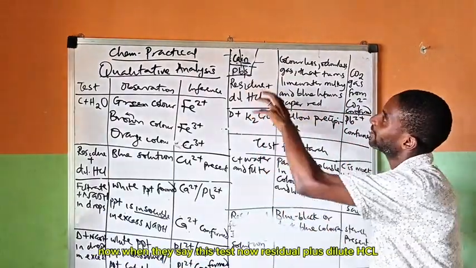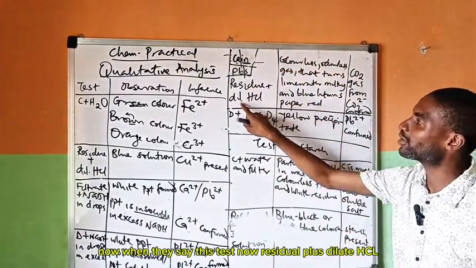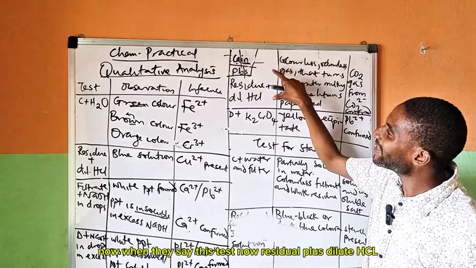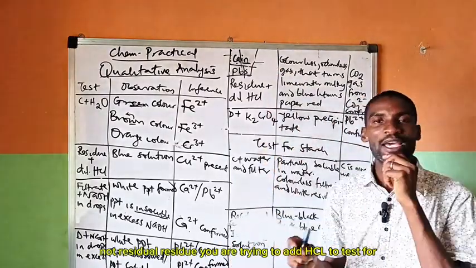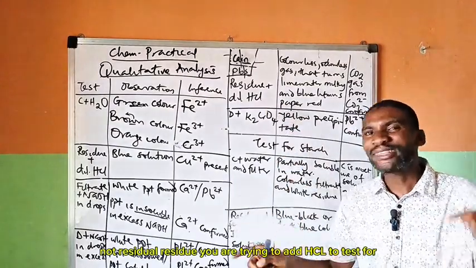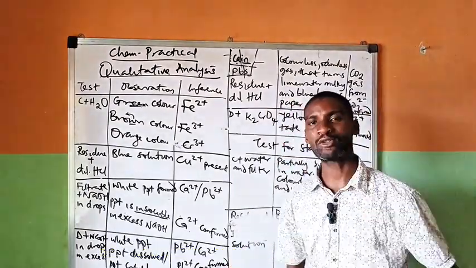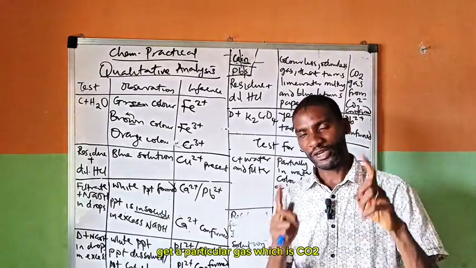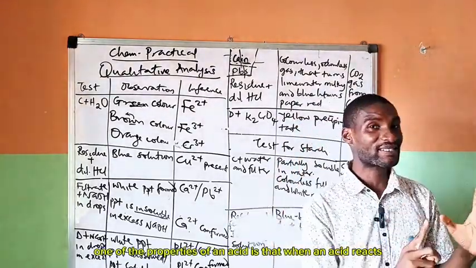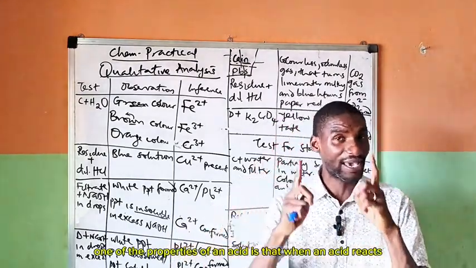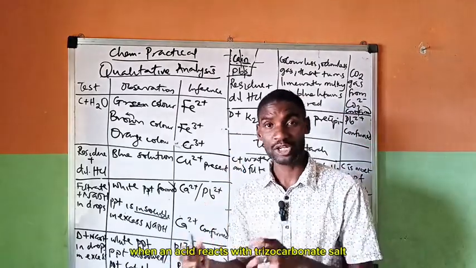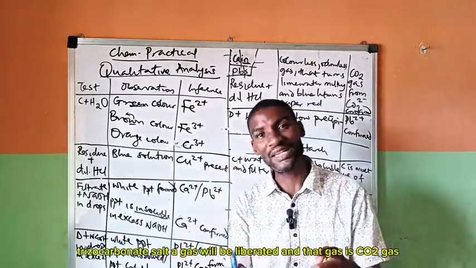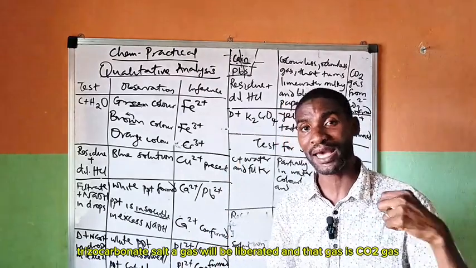Now, when they say residue plus dilute HCl, when they ask you to add HCl to the residue, you are trying to test for a particular gas, which is CO2. If you can still recall, one of the chemical properties of an acid is that when an acid reacts with a trioxocarbonate salt, a gas will be liberated, and that gas is CO2, carbon dioxide.